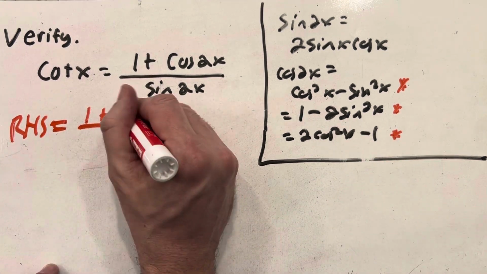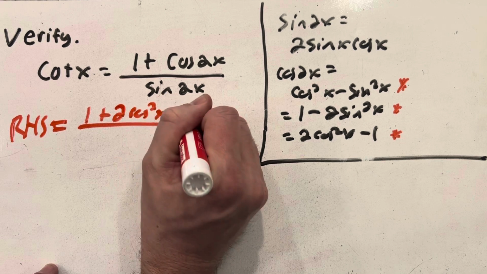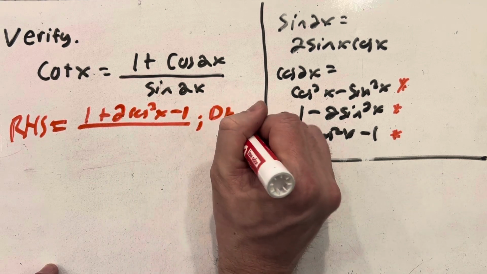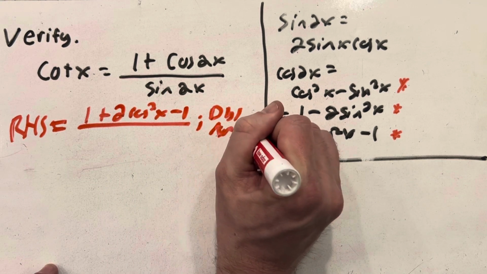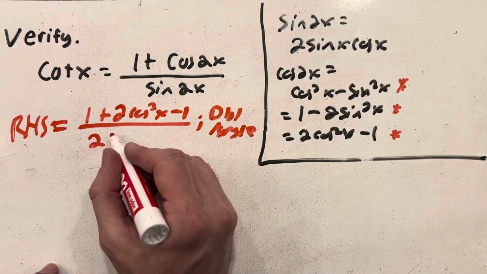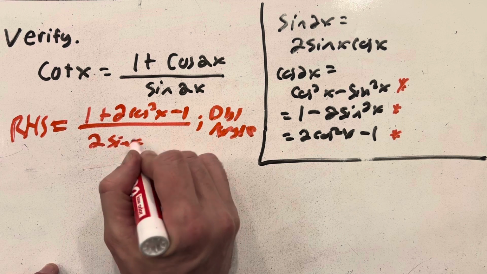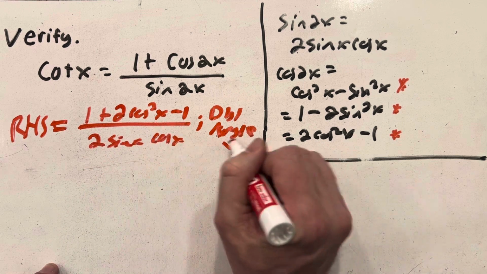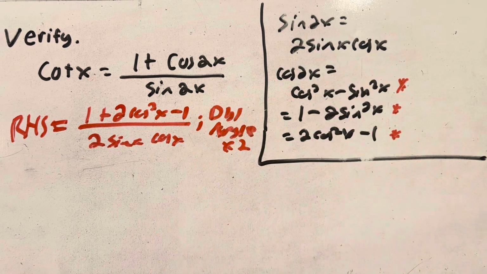All right, so 2 cosine squared x minus 1, that's a double angle formula for cosine. And on the bottom, well, sine of 2x is 2 sine cosine. So I've used a double angle formula times 2. I've used one of those.